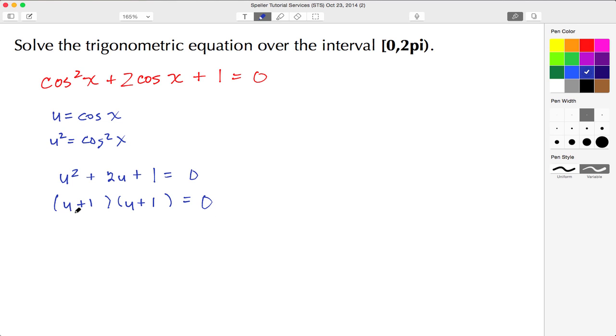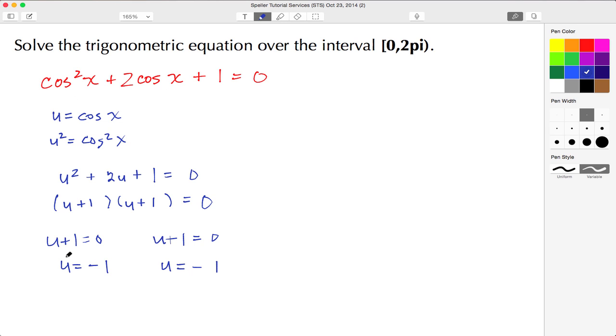Now what I can do is take each one of these factors and set each factor equal to 0. So I have u plus 1 is equal to 0, and again u plus 1 is equal to 0. At this point I want to solve for u, so I come up with u is equal to -1, and that's for both of these. Notice that they're the same, so we really only need to focus on just one of them. Now everything is in terms of u, but we need to solve this in terms of cosine because that's what we were given to start.